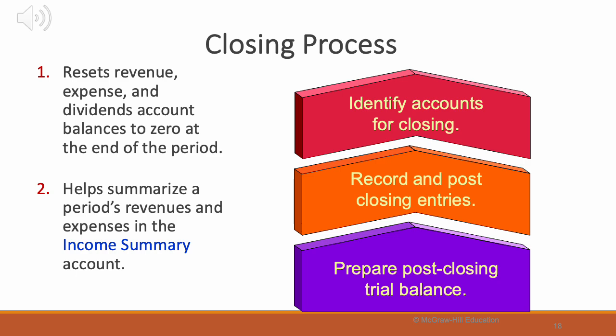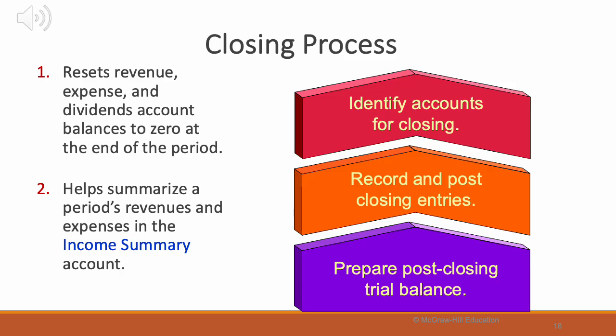Step 2. Record and post closing entries. We transfer all revenues and expenses into a special account called Income Summary. This account shows the net result for the period, whether we made a profit or a loss. Then we move that balance into retained earnings, which belongs to the owners.